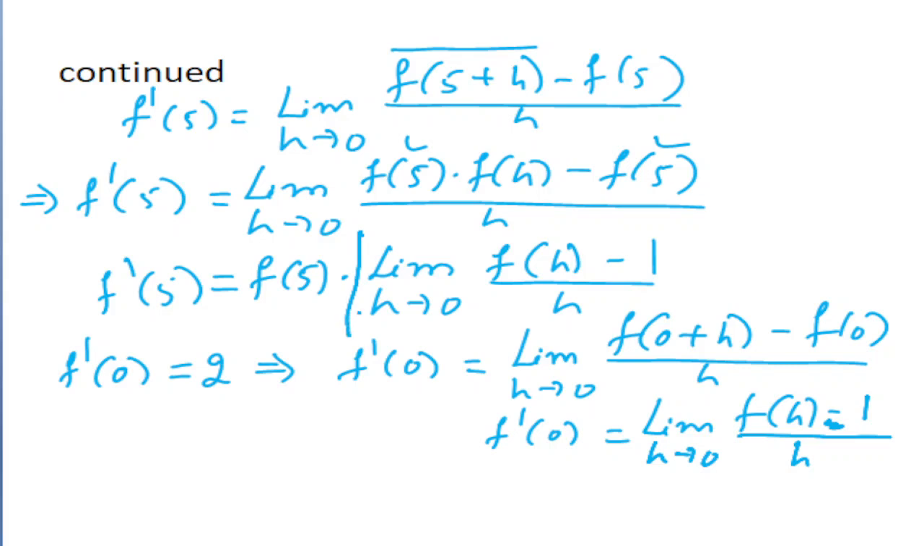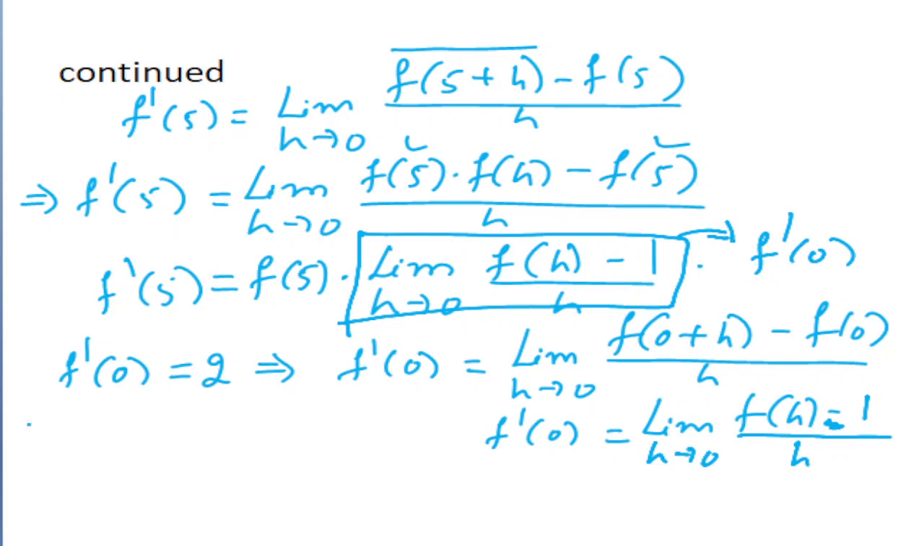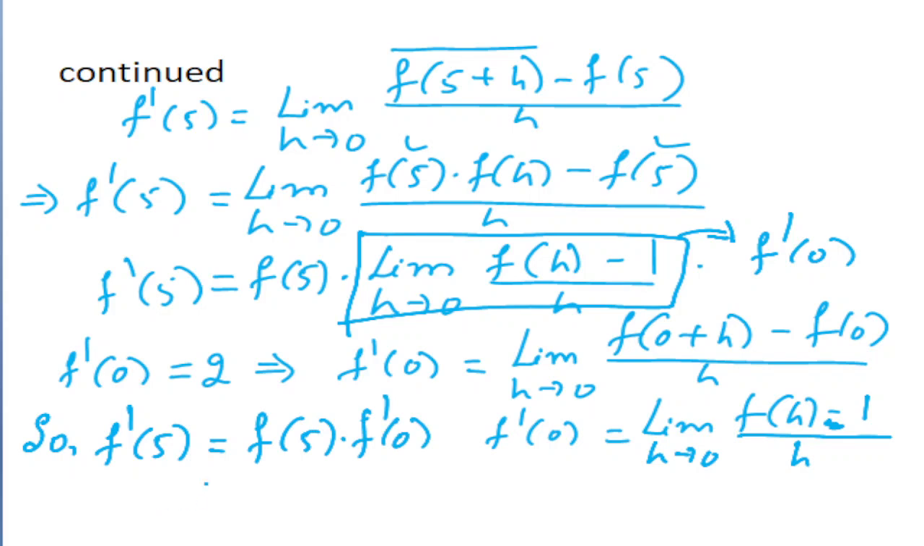Now what is the value of this limit? F dash of 0. So f dash of 5 can be written as f of 5 into f dash of 0. Now f of 5 value is 3 and f dash of 0 value is 2, and our solution here is 6.